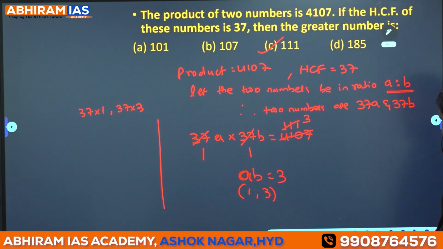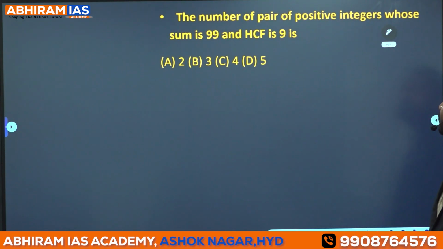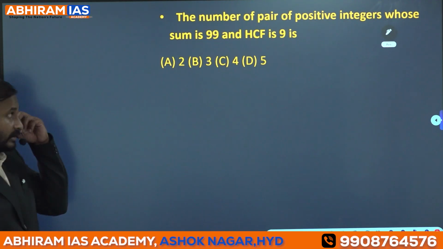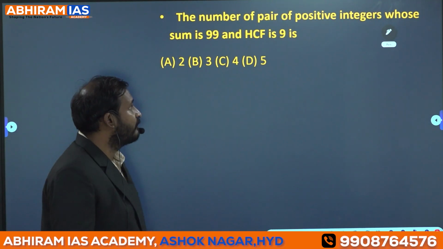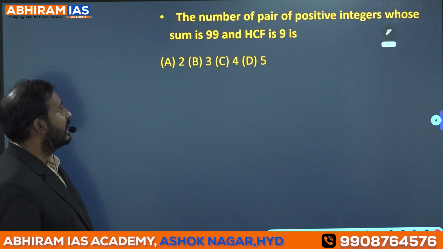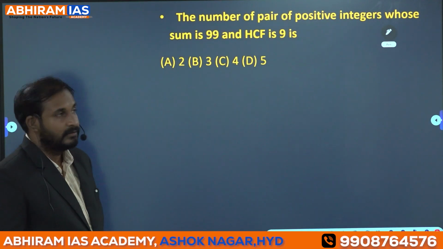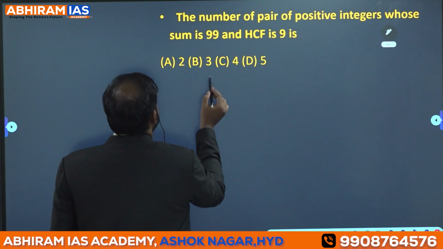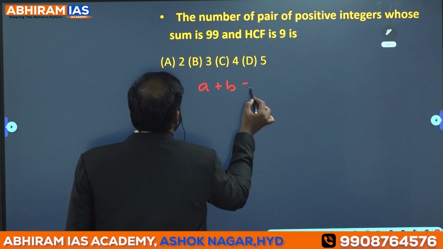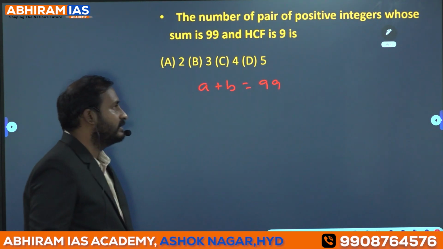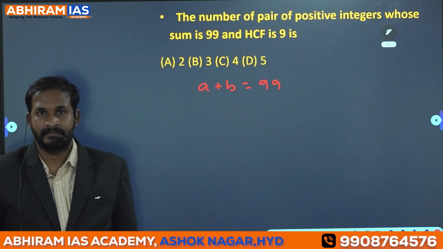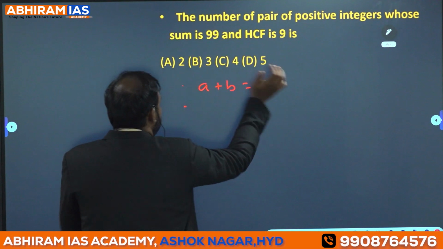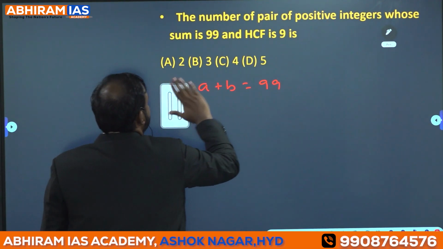Okay? Right. Next one. The number of pairs of positive integers whose sum is 99 and HCF is 9 is. We need to find the number of pairs of positive integers whose sum is 99 and their HCF is 9. See here, sum: A plus B is equal to 99. Let the two numbers be in the ratio of some A is to B.